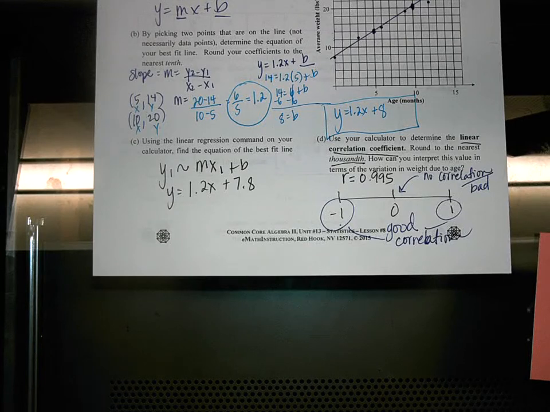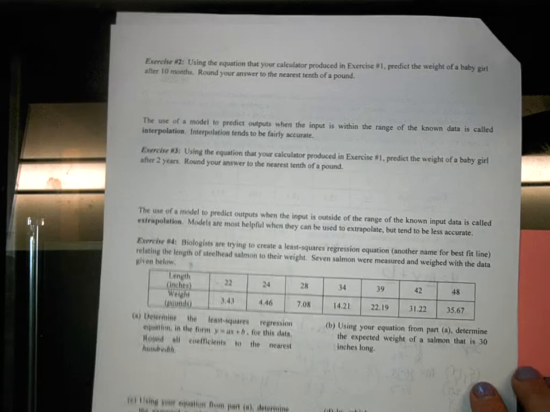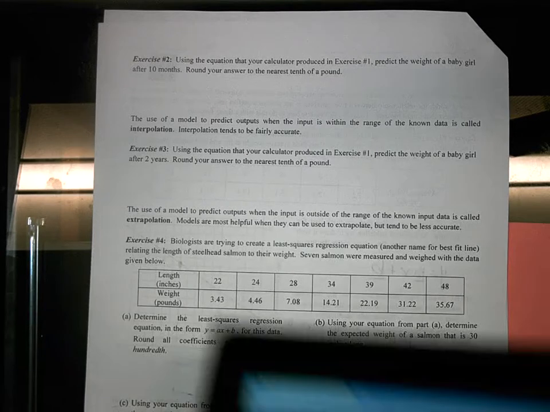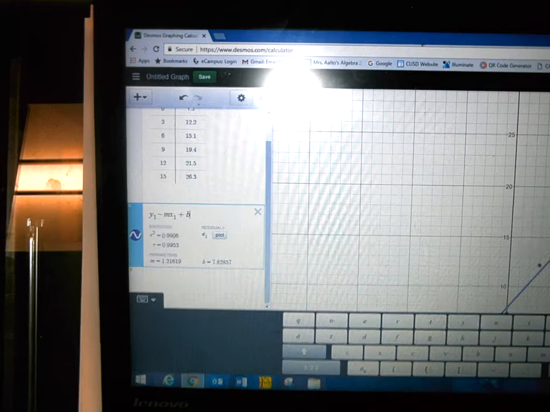Are there any questions so far about what we've done? Okay, we're going to turn to the next page. This says, using the equation that your calculator produced in exercise 1, predict the value of a baby girl after 10 months. Well, we could do the math, but we have a calculator. So, let's figure out the answer to that by using our calculator.